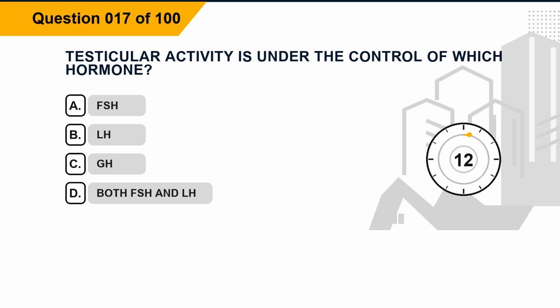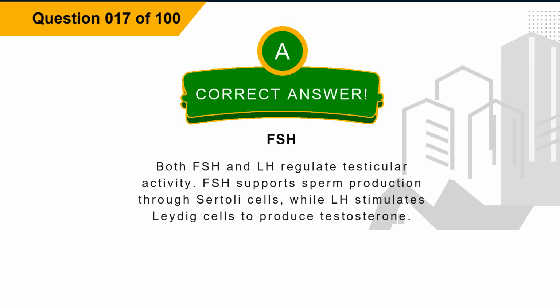Question 17. Testicular activity is under the control of which hormone? Option A, FSH. Option B, LH. Option C, GH. Option D, both FSH and LH. The correct answer is option A, FSH. Explanation: both FSH and LH regulate testicular activity. FSH supports sperm production through Sertoli cells, while LH stimulates Leydig cells to produce testosterone.